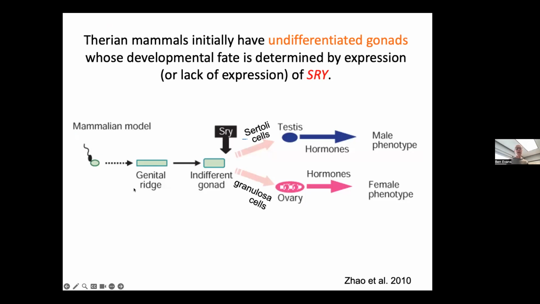We think that it works like this: a zygote is formed through fertilization. It develops into a multicellular organism that has what we call indifferent gonads that have the potential to either develop into a testis or an ovary.